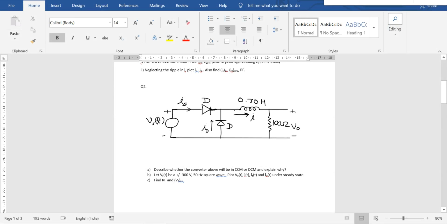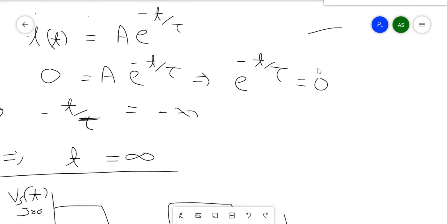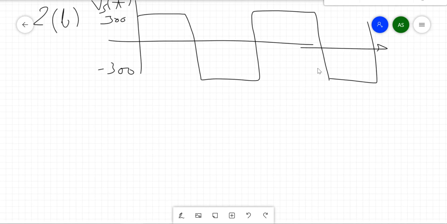V naught T, I T, I ST and I DT. Okay, so the V naught T is again the voltage, output voltage across the resistor. Okay, so this will be different than VDT. Okay, VD2T we have already plotted. Now let's analyze it a bit further.